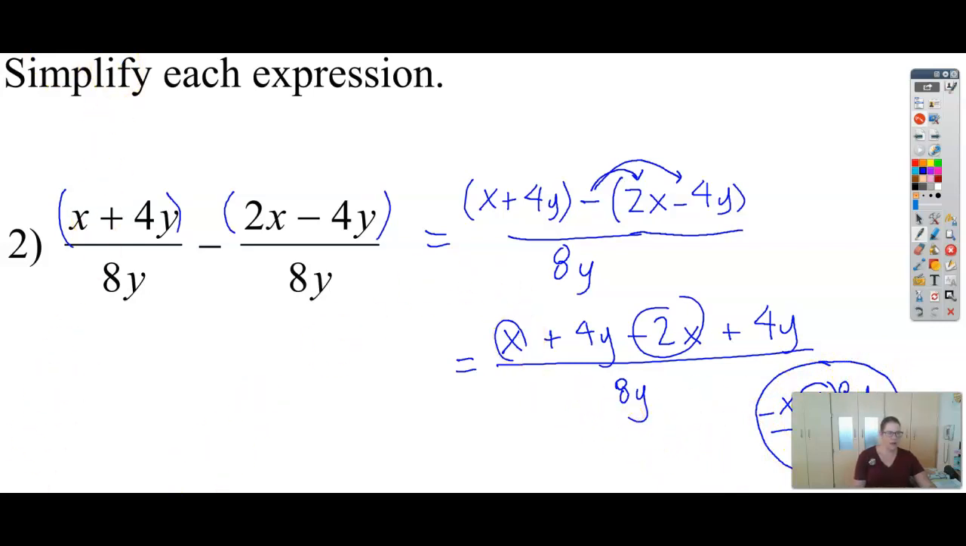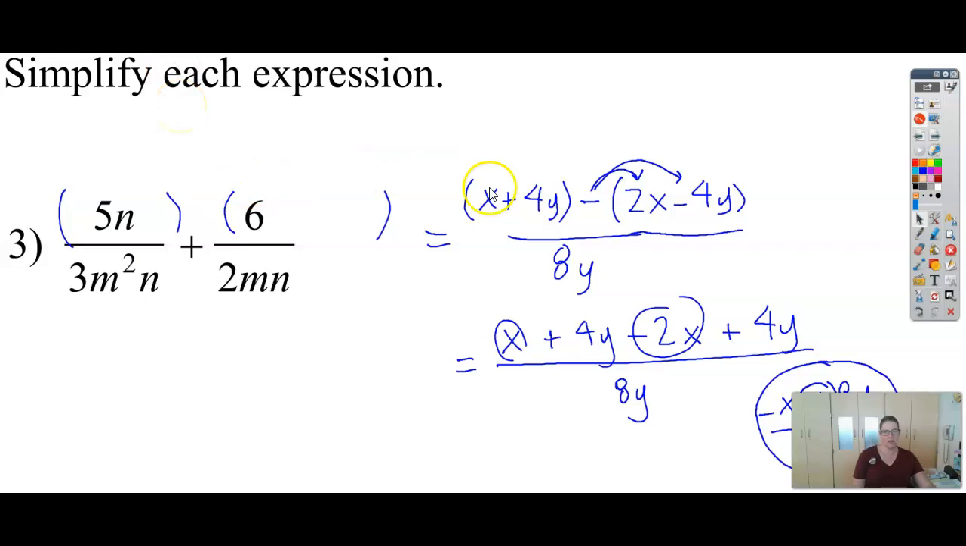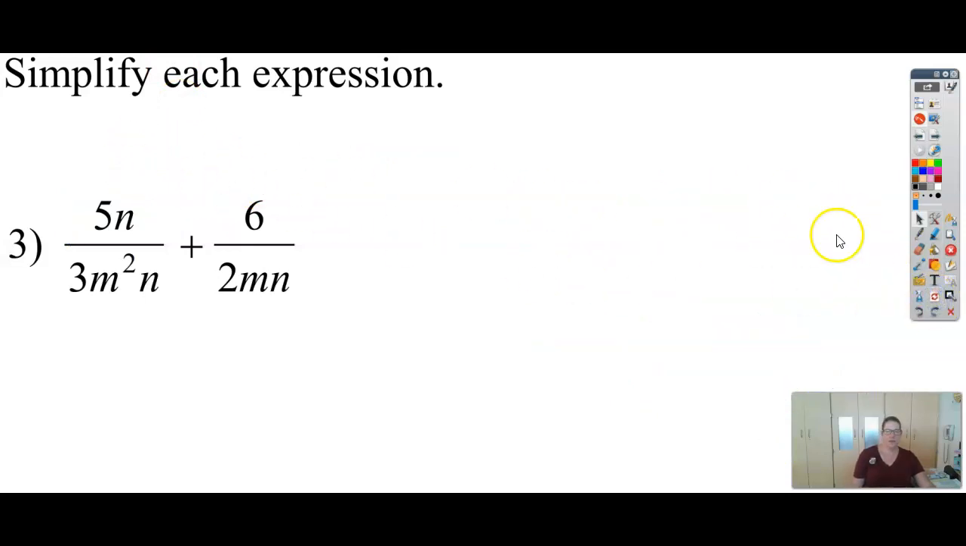Alright, so let's go ahead and try another one. We'll advance to our next example. So now look at this one. There is 3m squared n on the numerator here and 2mn here. So we're missing some things. These denominators do not exactly match. So I'm going to write them out so that I can see every single factor that's here. So I have 3 times m times m times n on this side, and on this side I have 2 times m times n. So I see that this side is missing a 2, and this side is missing an m and a 3.